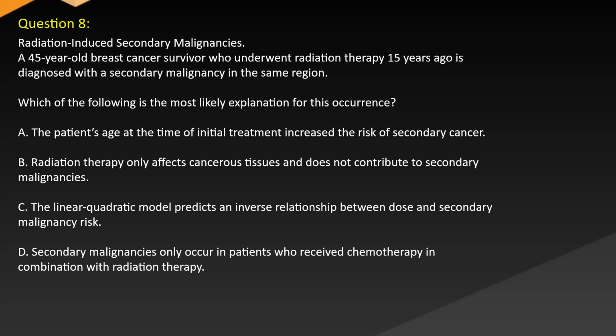B. Radiation therapy only affects cancerous tissues and does not contribute to secondary malignancies. C. The linear quadratic model predicts an inverse relationship between dose and secondary malignancy risk. D. Secondary malignancies only occur in patients who received chemotherapy in combination with radiation therapy.